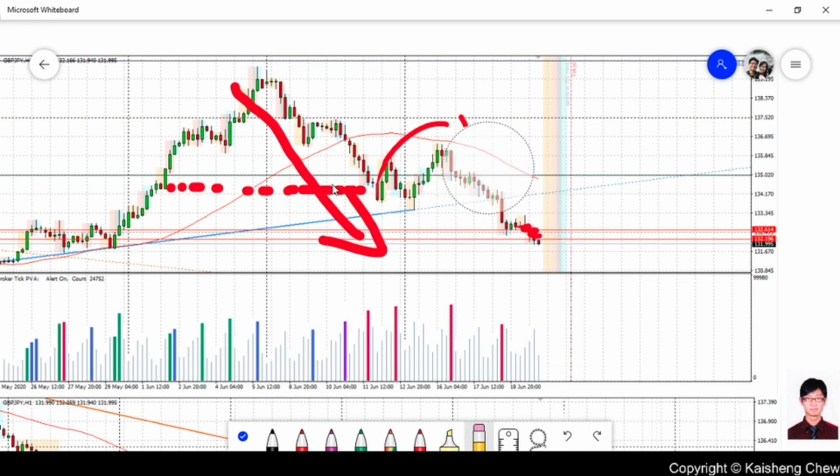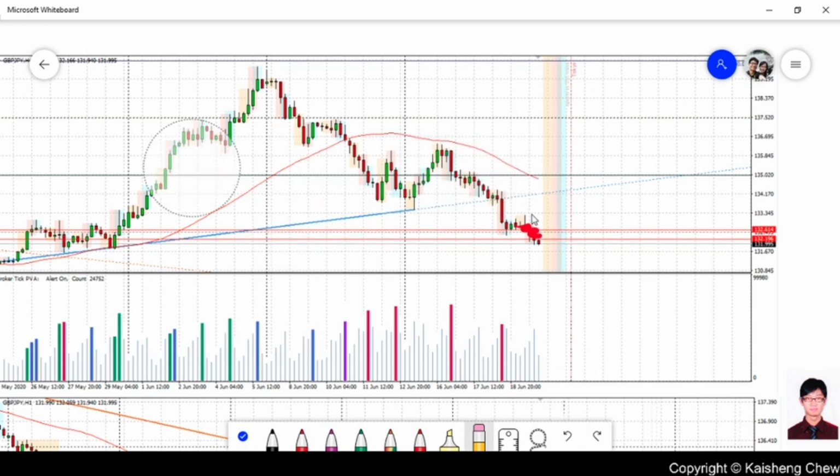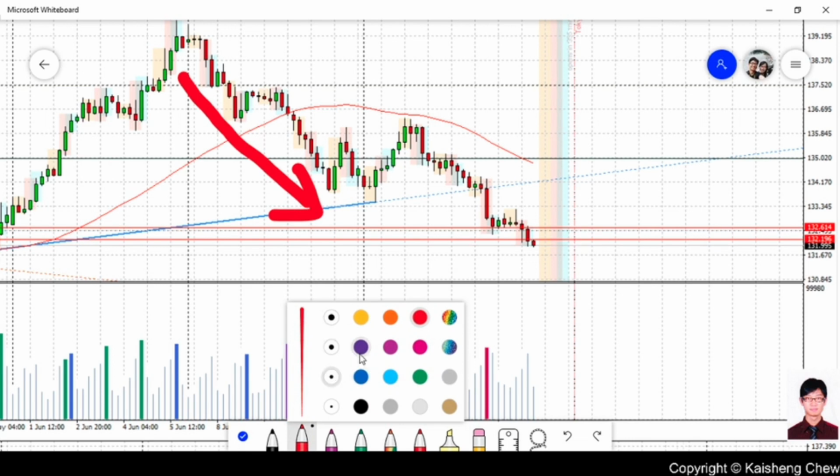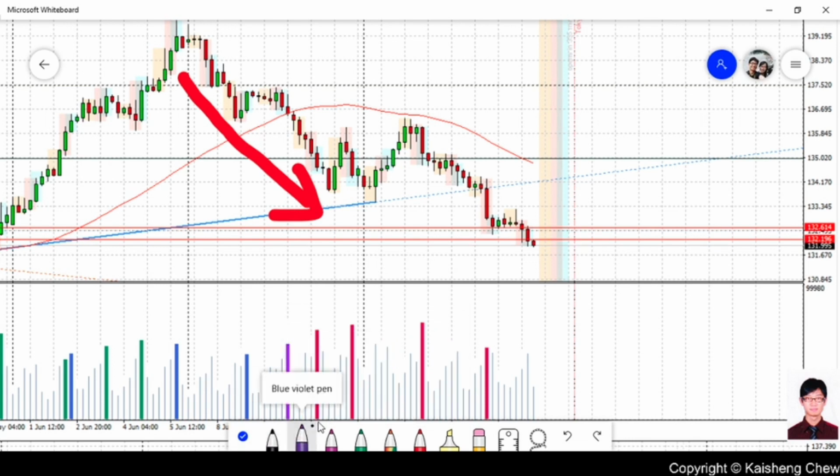Let me erase all this. So when your price is in a downtrend, it comes down forming a lower low, lower high, lower low, lower high. Then you see this one unable to form a lower low. This is a fake out. Then your price reverses upwards.